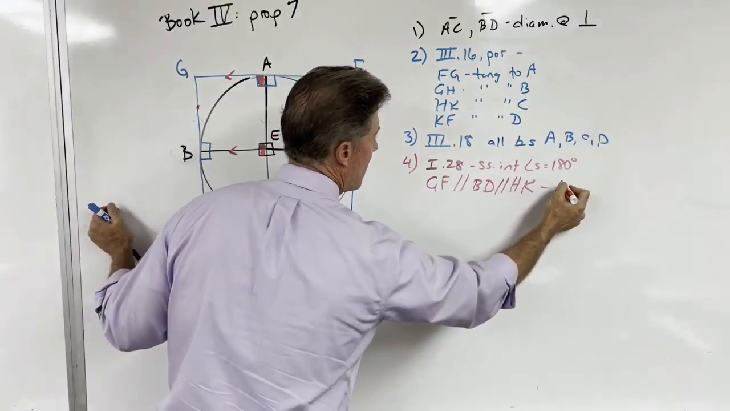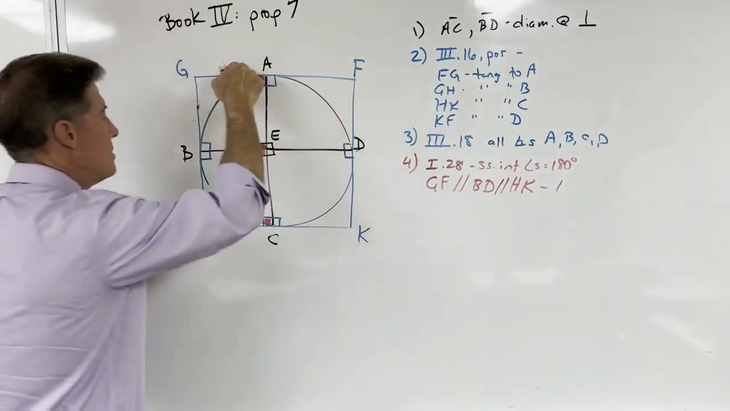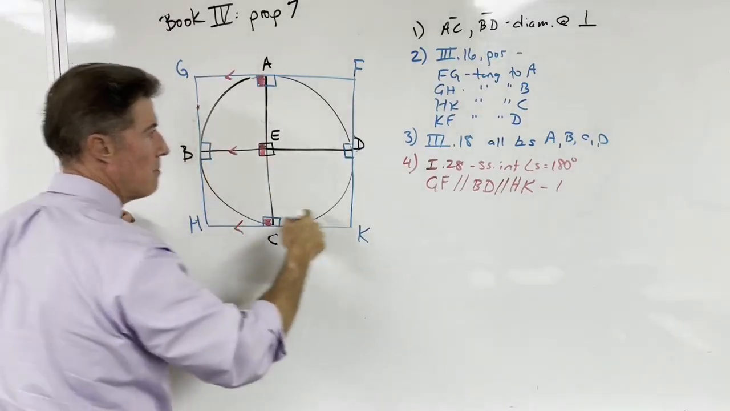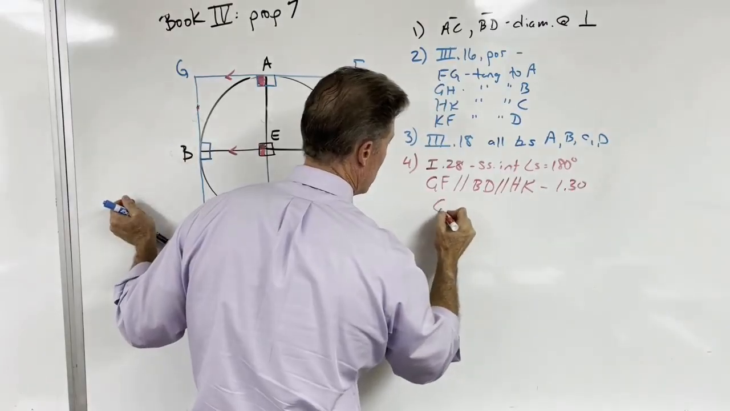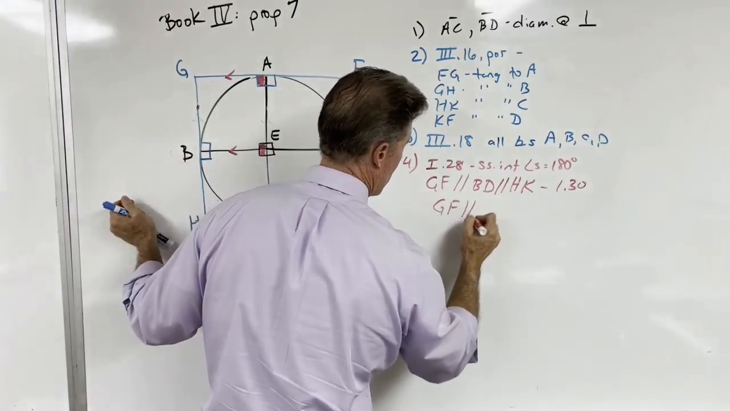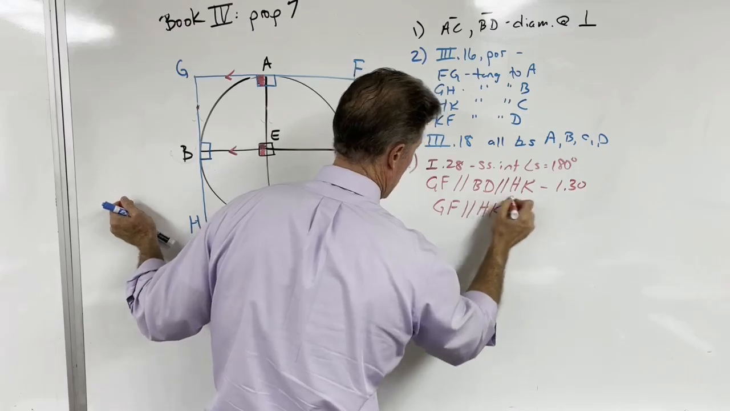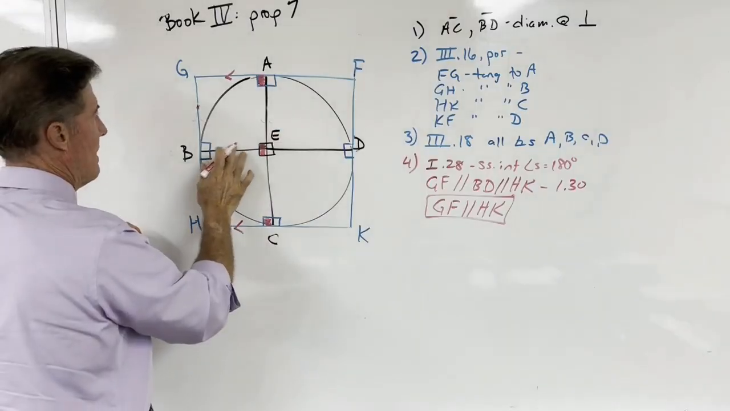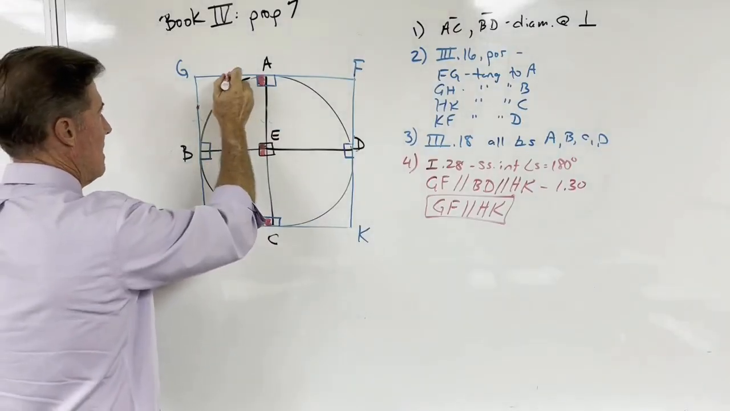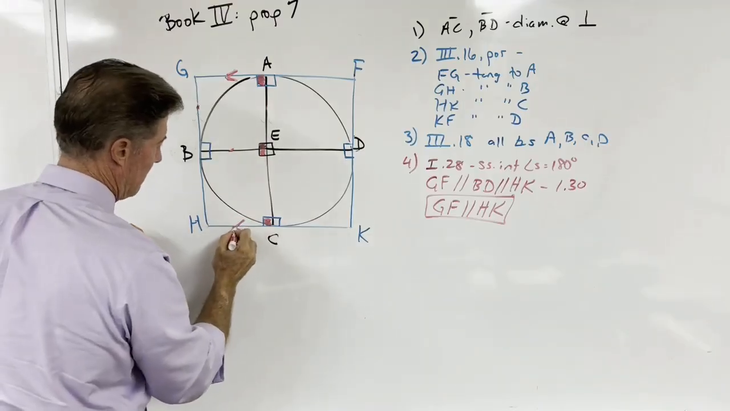And we can remember that when two lines are parallel to the same line, they're parallel to one another. That's Prop 30. Therefore, GF is parallel to HK. So that's what we really care about. This line and this line are parallel.